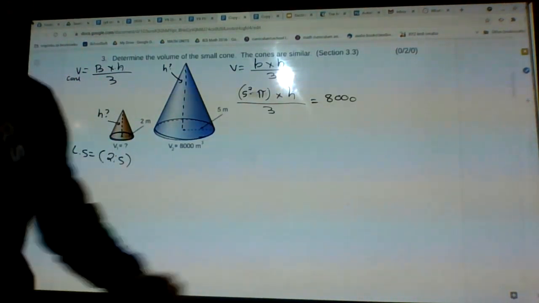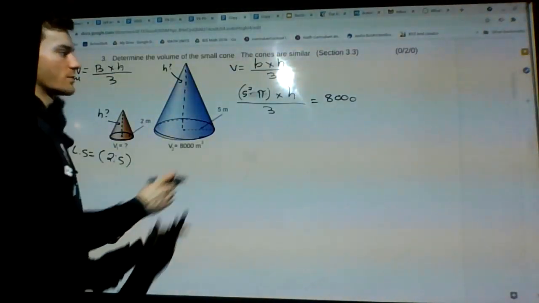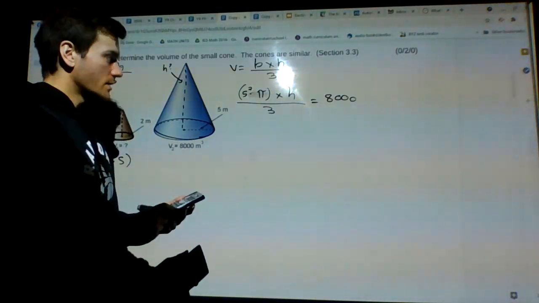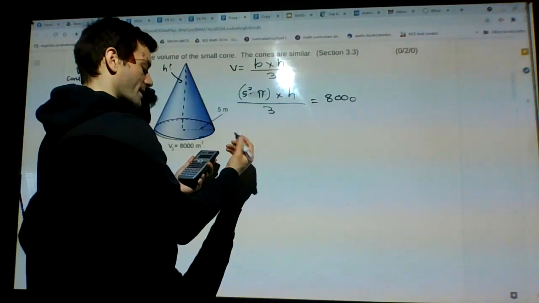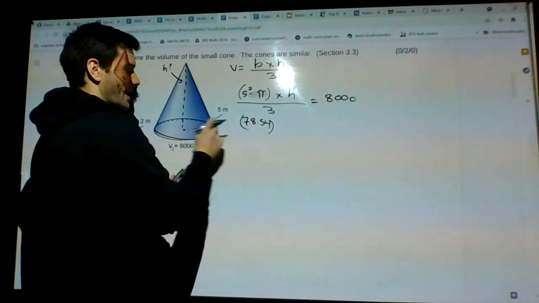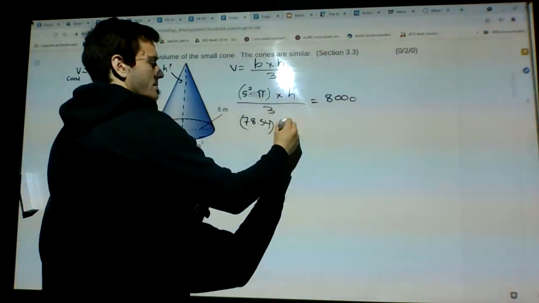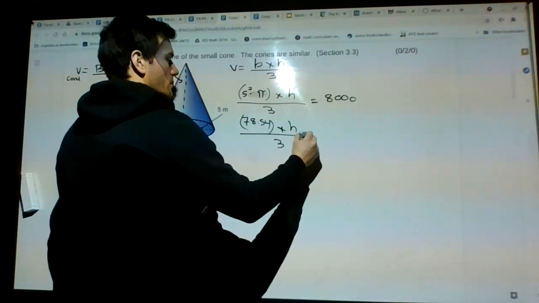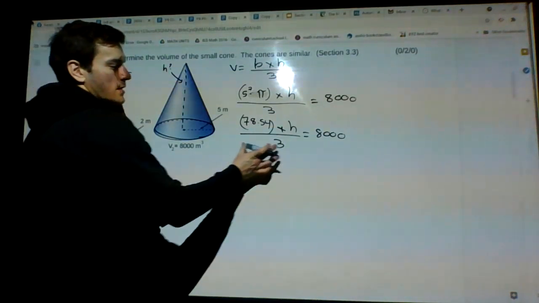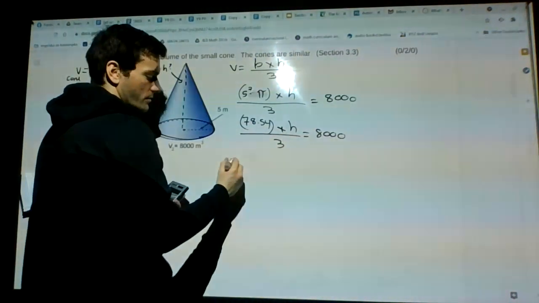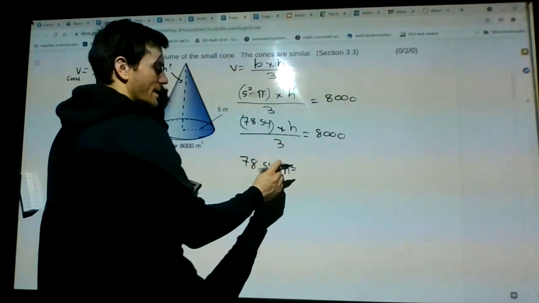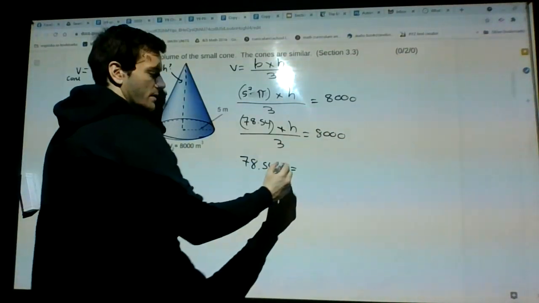And I should probably use a calculator so I don't mess this up. But let's try. We'll do this first. 5 times 5 times pi is approximately 78.54. So that's the area of this circle base, times the height, which we don't know, divided by 3 should be 8,000. Now we're going to continue trying to solve this equation. The opposite of dividing by 3 is multiplying by 3. So over here I'll still have 78.54 times the height equals 8,000 times 3 gives me 24,000.